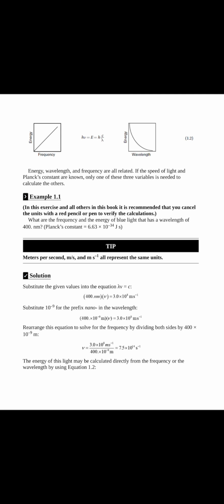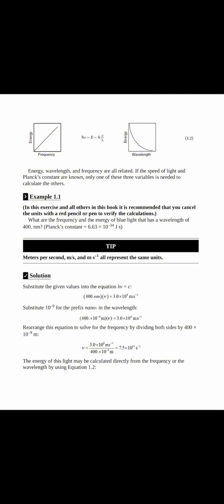Question: What are the frequency and the energy of blue light that has a wavelength of 400 nanometers? Planck's constant equals 6.63 × 10^-34 joule-seconds. Tip: meters per second, m/s, and ms^-1 all represent the same units.